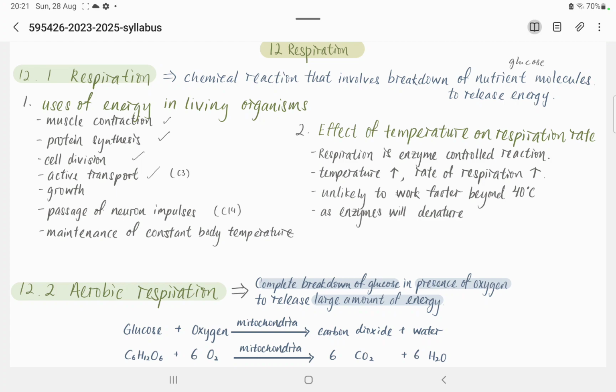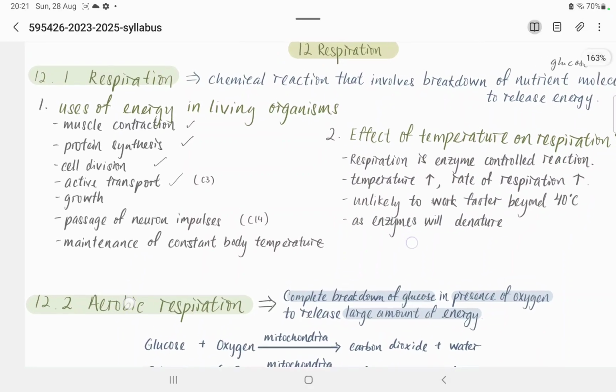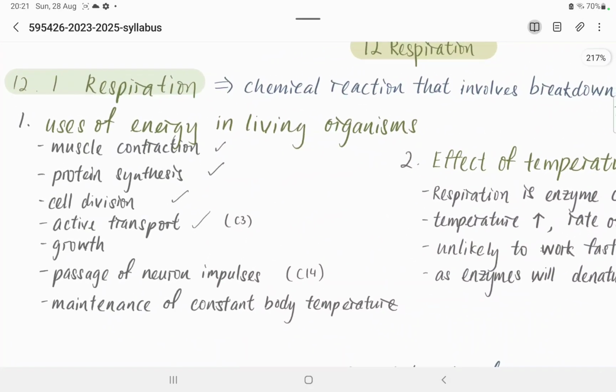And then after that, uses of energy in living organisms. Why do we need to perform respiration to release energy? What's the point of releasing this energy? So these are the uses. For muscle contraction, protein synthesis, cell division, active transport, this one is related to chapter 3. Growth, you already learned it in chapter 1.